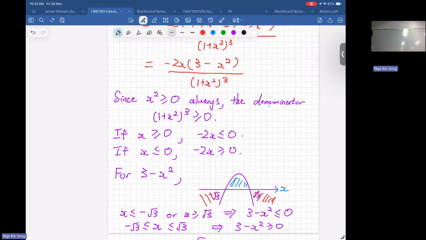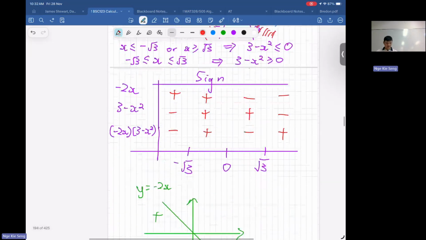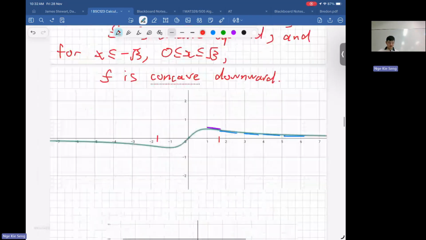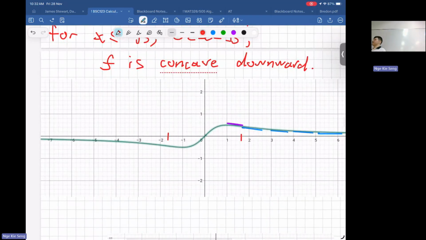Is it always true? But an inflection point is not counted as a critical point, right? So you might miss the inflection point. For example, this inflection point happened at square root 3, right? You cannot find it among the critical points.